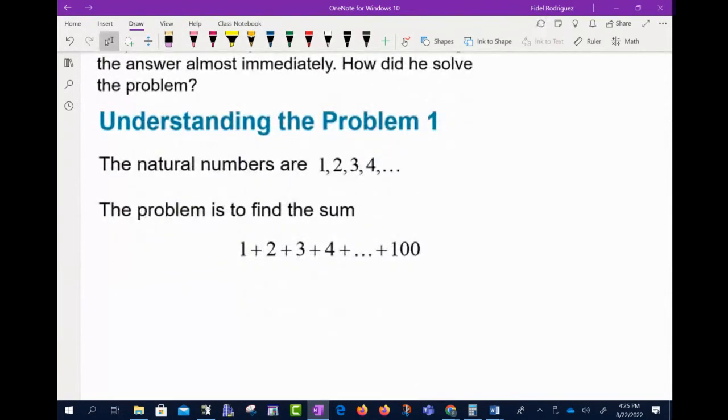Okay, so understand the problem. The natural numbers are what we call the counting numbers, okay? 1, 2, 3, 4, so on and so forth. The idea here is we're looking for this sum. We're trying to add 1, 2, 3, all the way to 100.